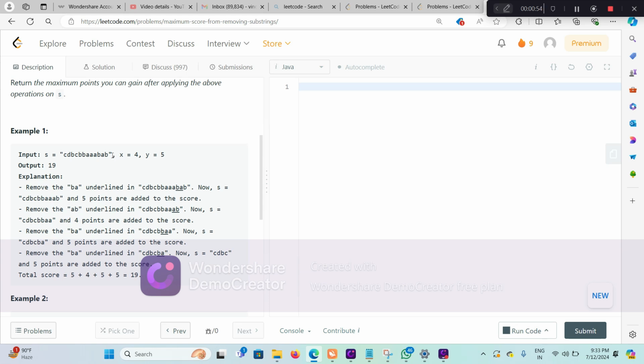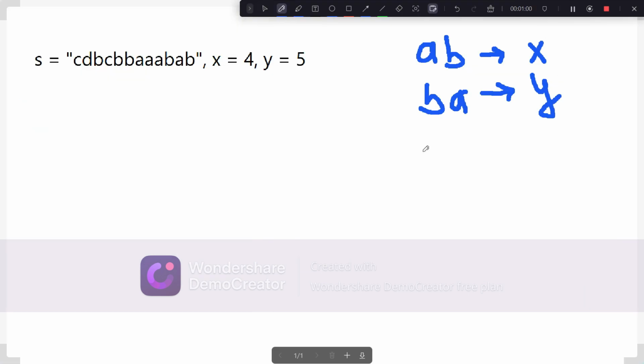So let me explain in a better way what our approach would be. Let me go with the diagram. See here, if a string is AB, then it will give X points, and if it is BA, then it will give Y points. First of all, we have to check whether X is greater or Y is greater. For example, in this case, Y is greater. That means BA would give us the higher value, right? We have to make the maximum score.